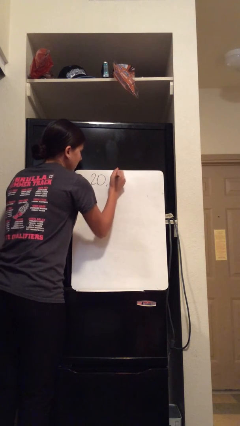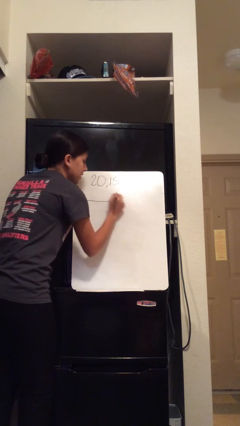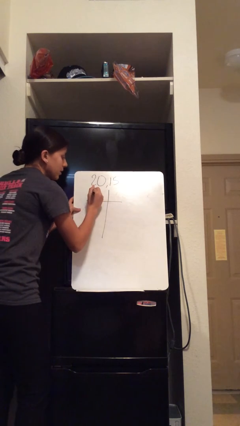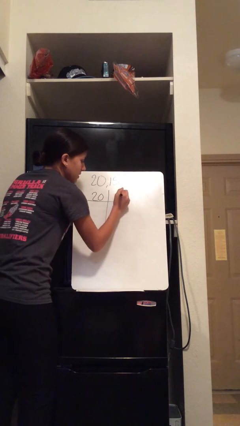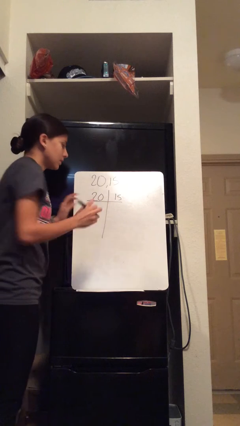Let's do 20 and 15. Once again, what do we start off by doing? Our T-chart. There we go. So we do our 20 on this side, our 15 on the opposite side. So we start off again, 1 times 20.